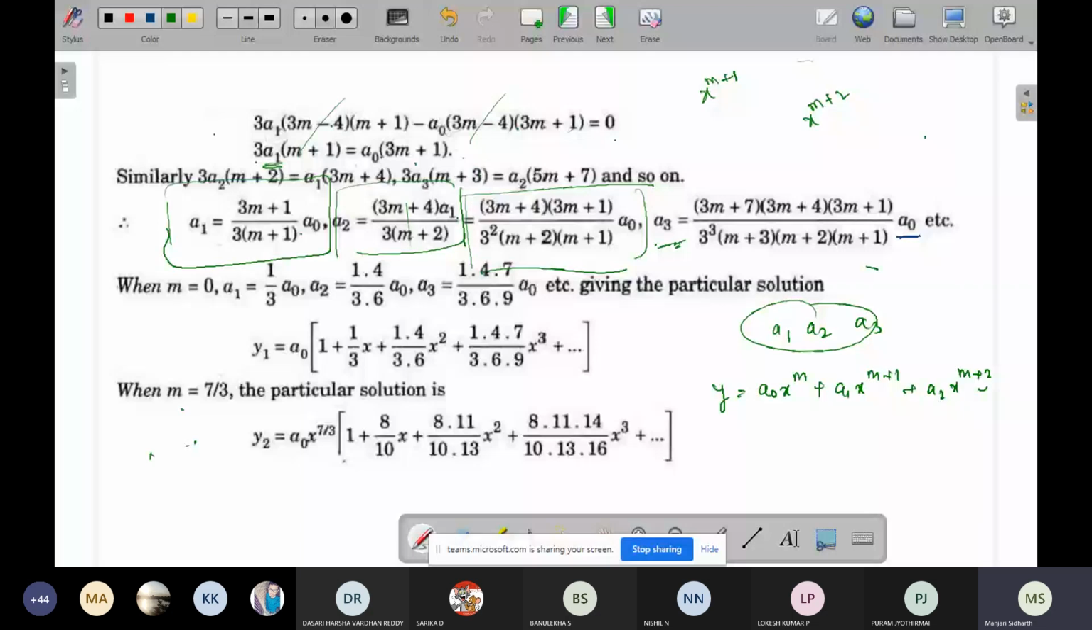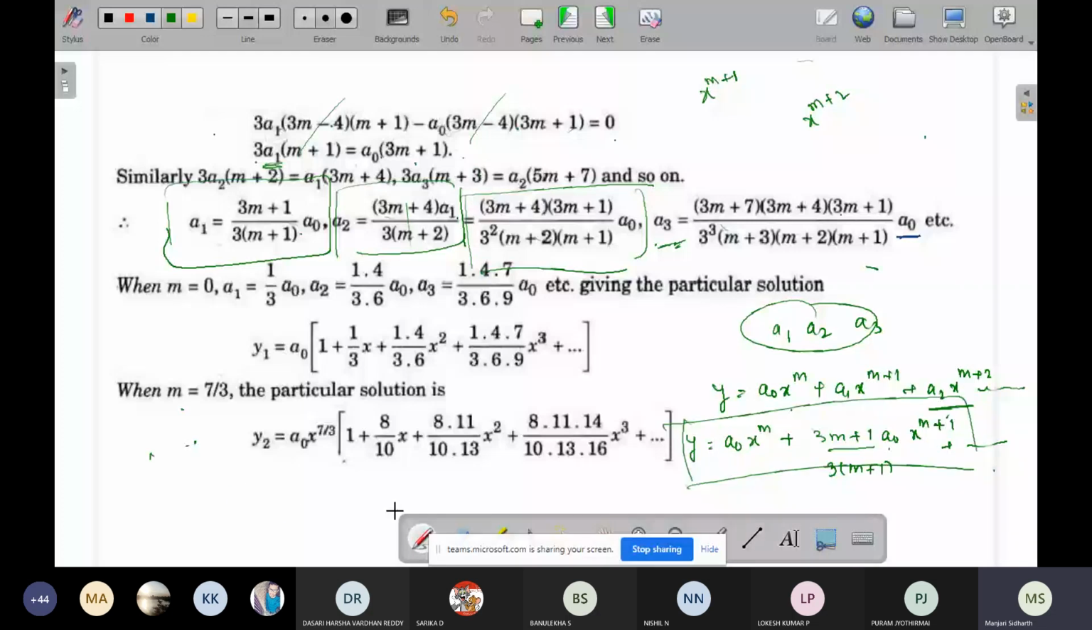Substitute here, see all terms are in terms of m only. That means y is equal to a naught, I'll just keep it like this, plus the a1 value, which is (3m plus 1) over 3(m plus 1) a naught x power m plus 1, then so on. Because every term you will get in terms of a naught, take a naught common. So this is your y value.